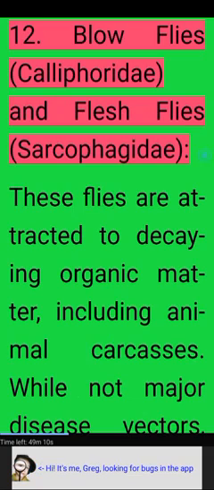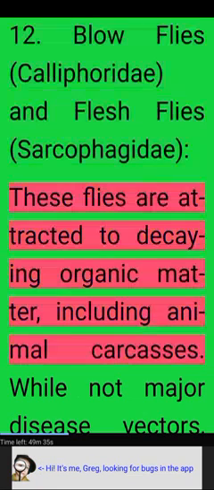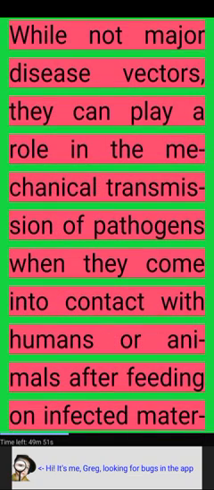12. Blowflies, Calliphoridae, and flesh flies, Sarcophagidae. These flies are attracted to decaying organic matter, including animal carcasses. While not major disease vectors, they can play a role in the mechanical transmission of pathogens when they come into contact with humans or animals after feeding on infected material.